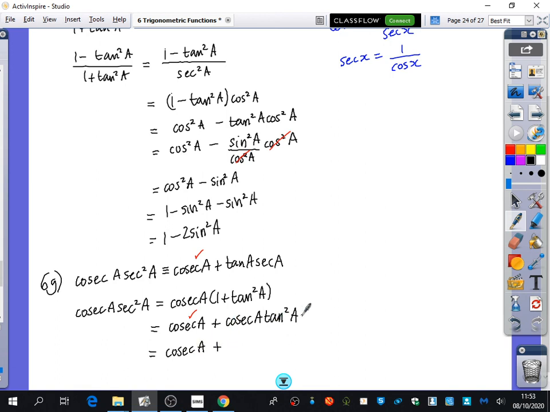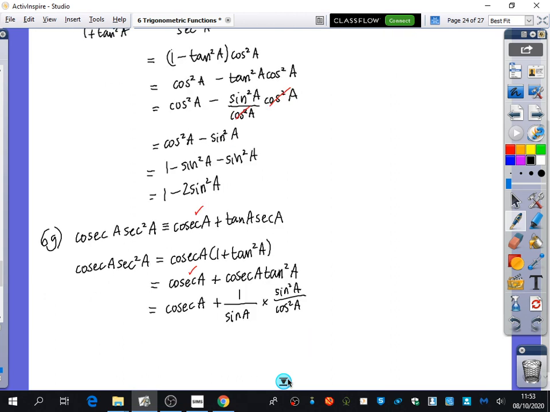So cosec a tan squared a, I think this is the way I would do this. I would say it's 1 over sine a multiplied by tan squared a, which is going to be sine squared a over cos squared a, like this. And so I can cancel the sine a with one of the sine squared. Agreed? If you go from the first line to the second line.